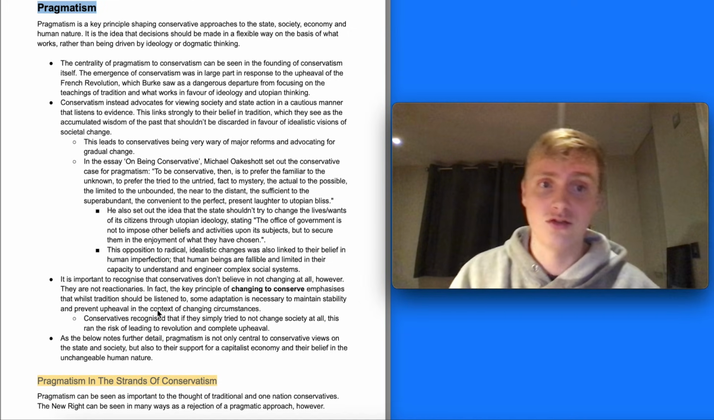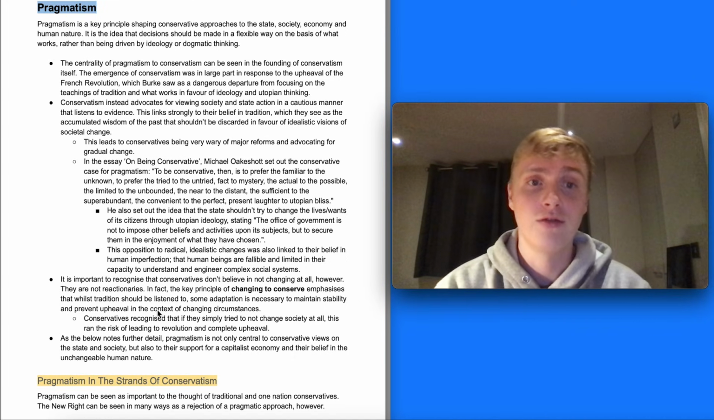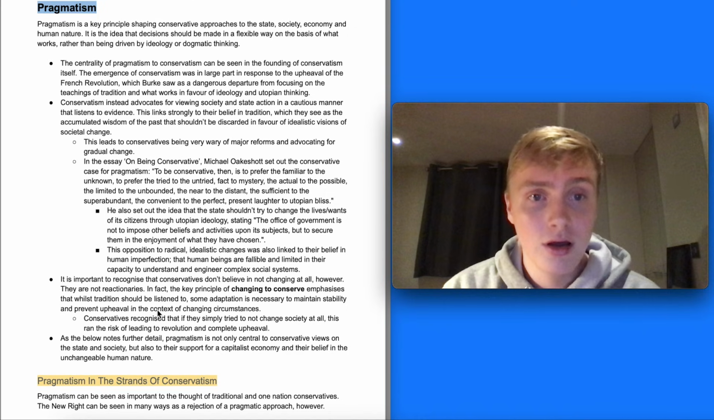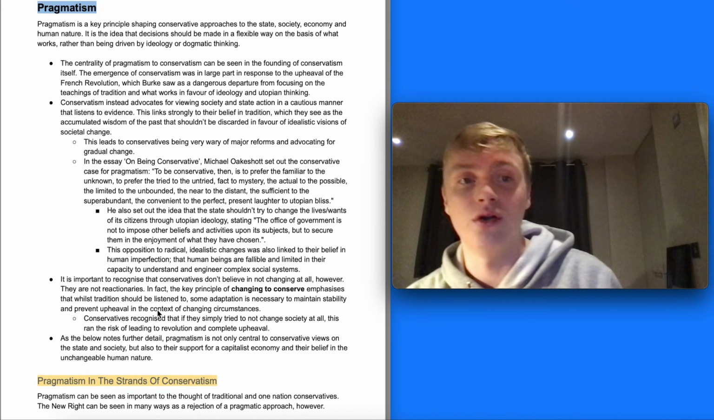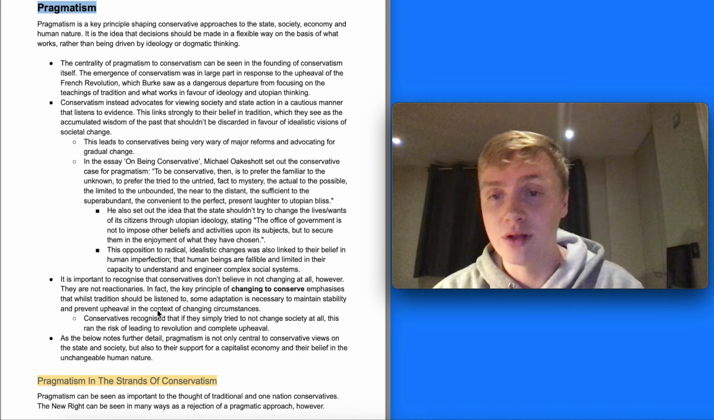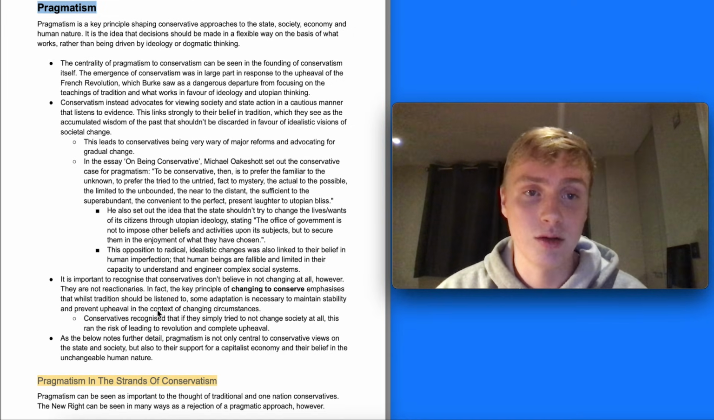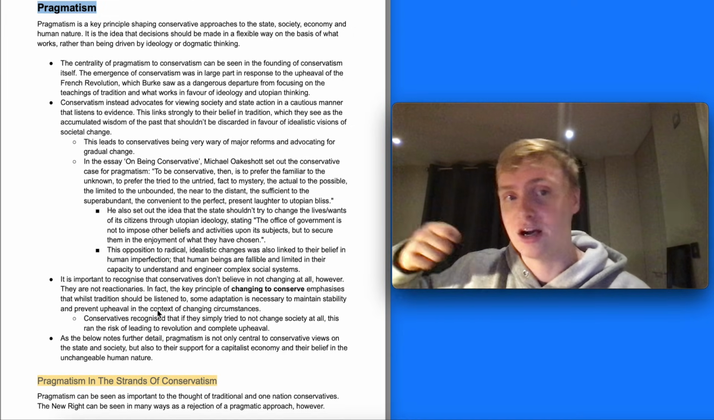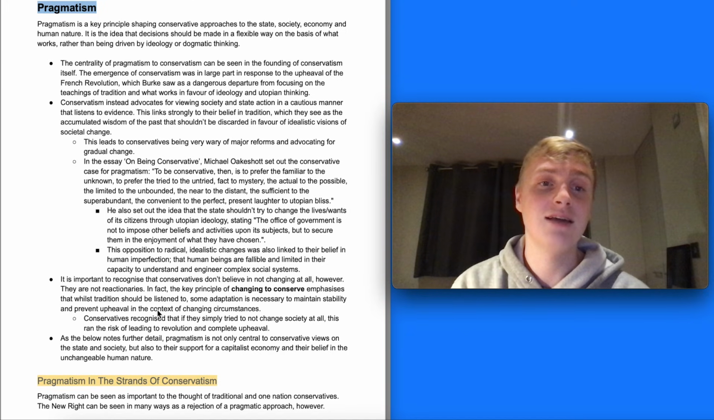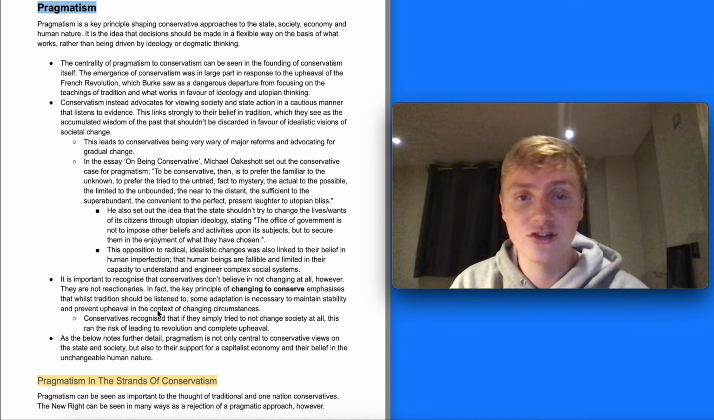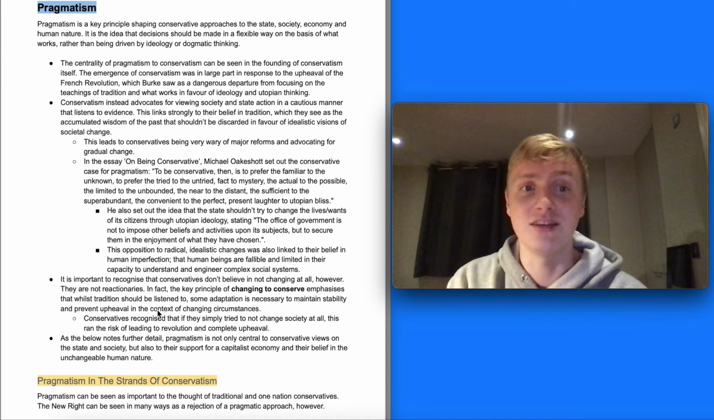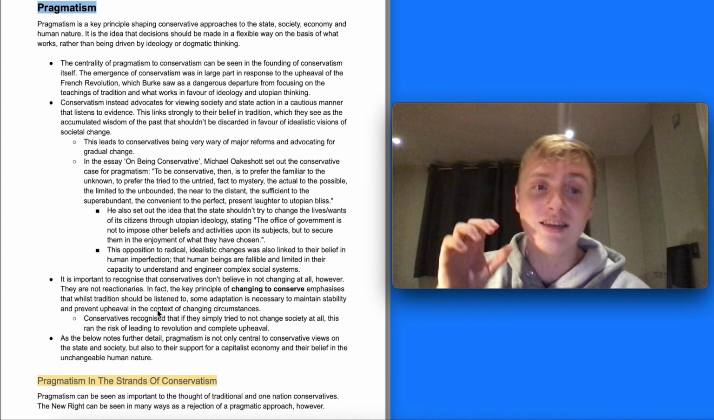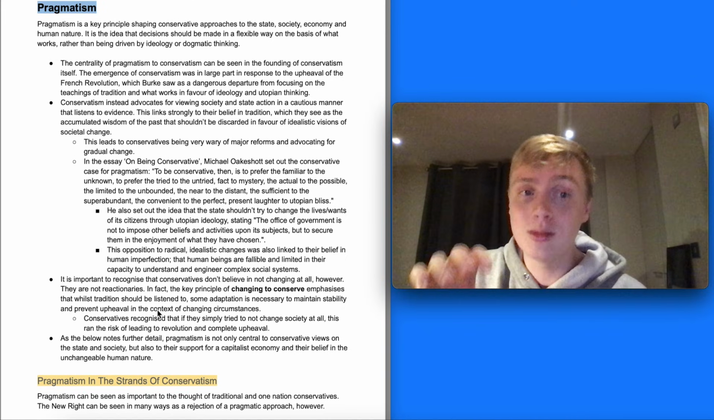As I talk about here, Burke saw the French Revolution as a dangerous departure from focusing on the teachings of tradition, and as a focus on ideology and utopian thinking rather than the real pragmatic approach. So conservatism advocates, instead of these abstract principles, viewing society and state action in a cautious manner that listens to evidence. This strongly links to their belief in tradition, which they see as the accumulated wisdom of the past.